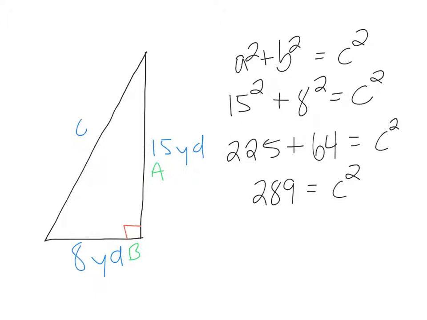Well, once again, we're not looking for c squared. We are just looking for c. So I have to do the opposite of a square, which is a square root. And if I do it to one side, I have to do it to the other. And if you plug this into your calculator, and if you follow along with me here, ladies and gentlemen, we know that the square root of 289 is 17. So I can now say that 17 equals C, and I know that my answer here is 17 yards, making sure that I have my label.